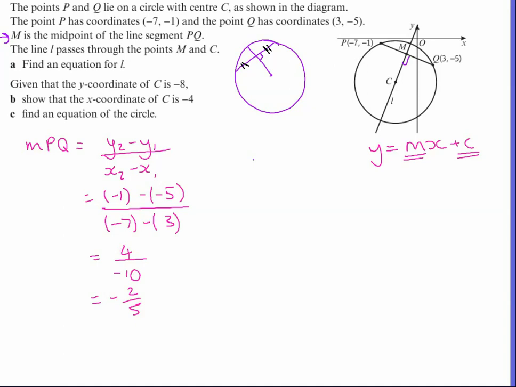Okay, so we are now at this position. So that is the gradient of PQ, so the gradient of our line L must be 5 over 2. So we're getting a bit closer. So what we need to find this equation, we just need a point on this line, and M seems to be the easiest option. So M is the midpoint, so just find the average of the x's. So we're going to add minus 7 and 3 and find the average. There's two of them, so divide by 2. Minus 1, add negative 5, and again find the average of two numbers.